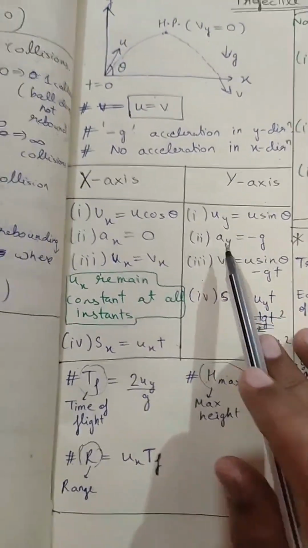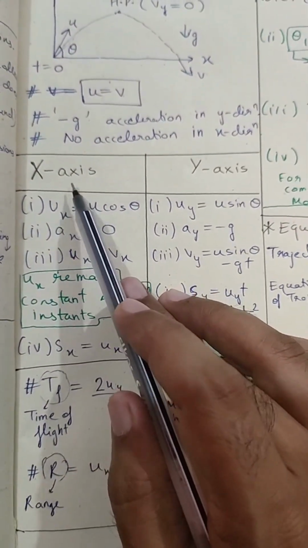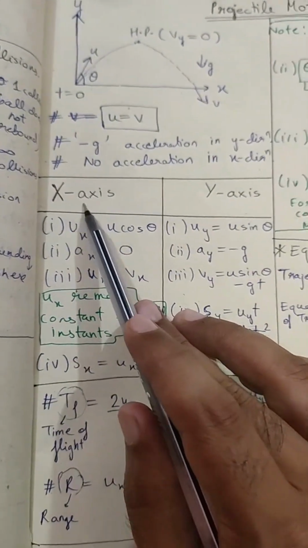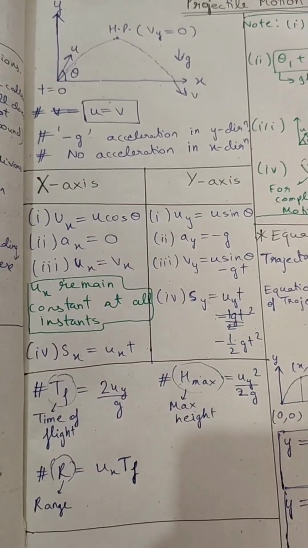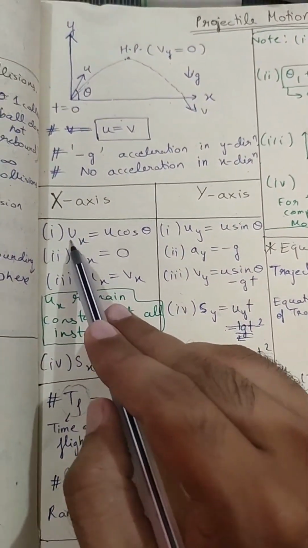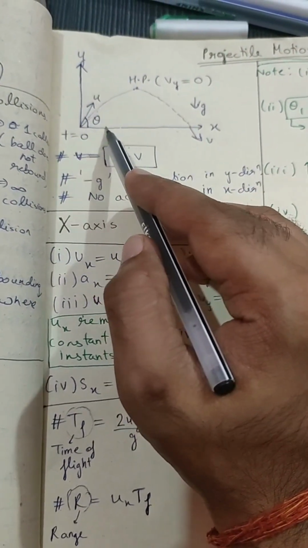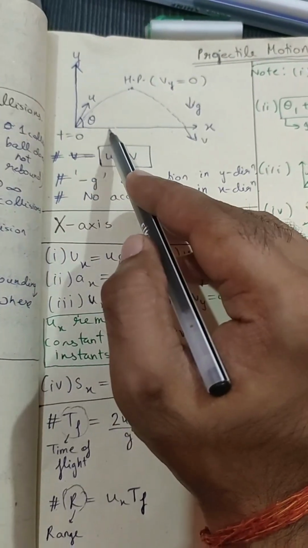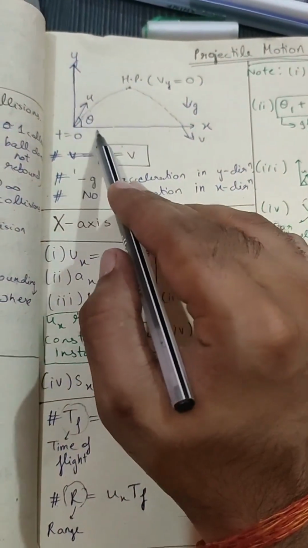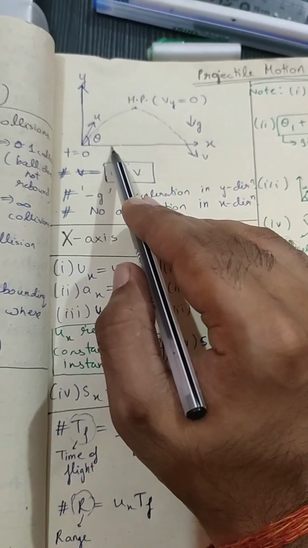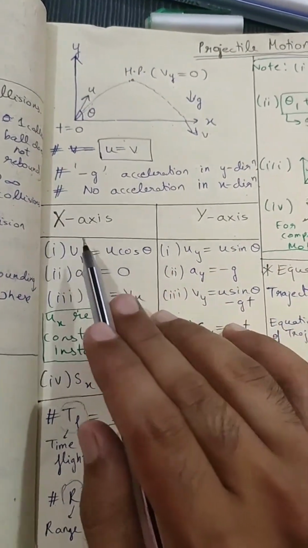So this is the basic overview for projectile motion. Then we have the different kinds of information for both dimensions, x-axis and y-axis. Let's see that. We have the initial velocity u, which can be divided into two components, ux and uy. So ux is u cos theta, as we know from the vector chapter, and in the y direction we have u sin theta.